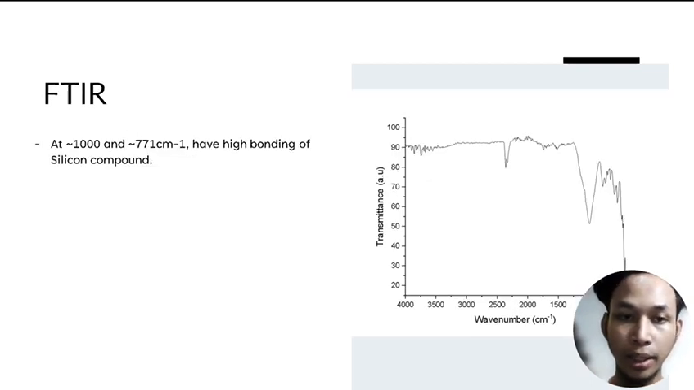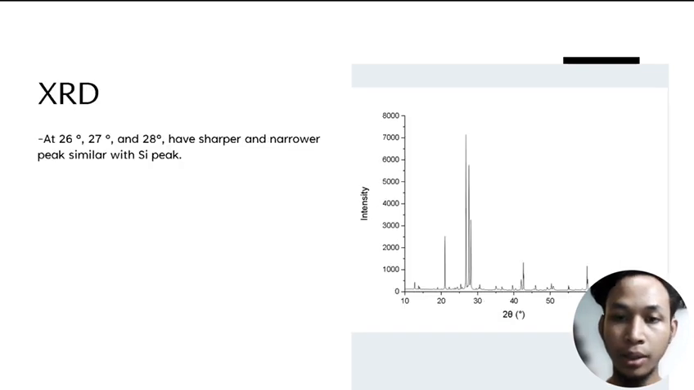For FTIR, at 1000 and 771 per centimeter, there is high bonding of silicon compound. And for the XRD, at 26, 27 and 28 degrees there are sharper and narrower peaks similar to silicon peaks.